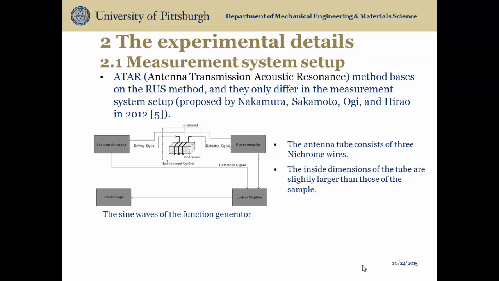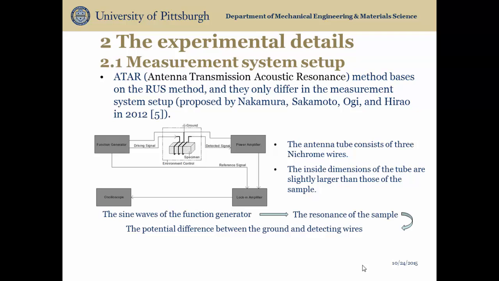The sound waves generated by the function generator are loaded between the driving wire and the ground wire. At certain frequencies, the sample can resonate, and the resonance of the sample leads to a potential difference between the ground wire and the detecting wire. In this case, we can get the detected signal. The detected signal is first amplified by the power amplifier and then transferred to the lock-in amplifier to filter out the interference signals. Finally, the signal is read and recorded by the oscilloscope here. If we sweep the frequency of the driving signals, we can get the frequency spectrum of the sample.